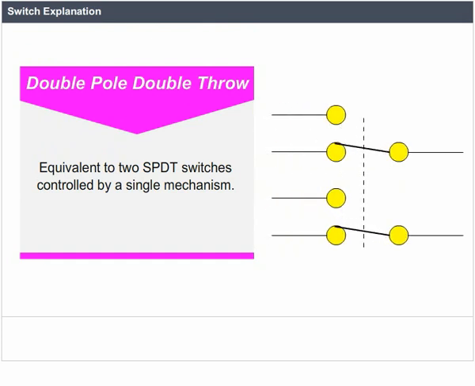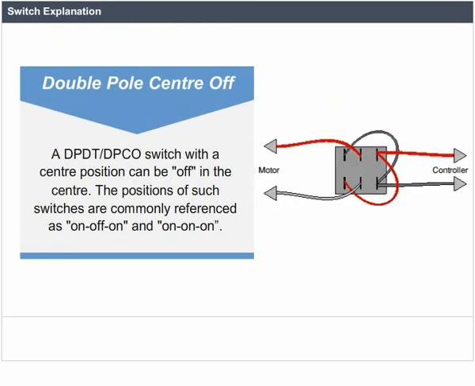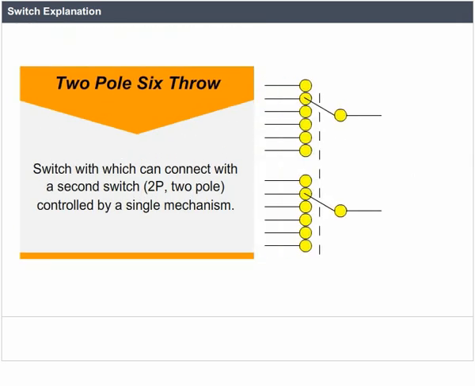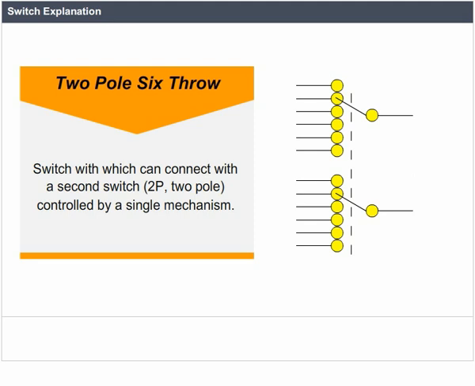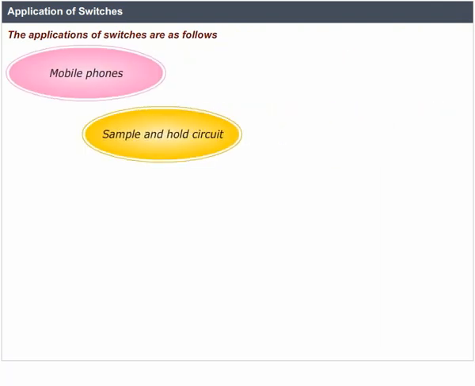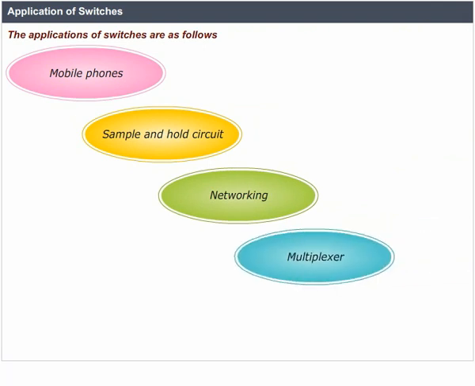Double pole center off: a DPDT or DPCO switch with the center position off. The positions of such switches are commonly referenced as on, off, on and on, on. Two pole six throw: a switch which can connect with a second switch, 2P, that is two pole, controlled by a single mechanism. Applications of switches are as follows: mobile phones, sample and hold circuit, networking, multiplexer, RF switches.